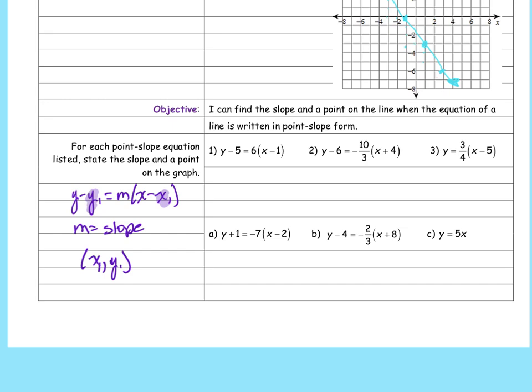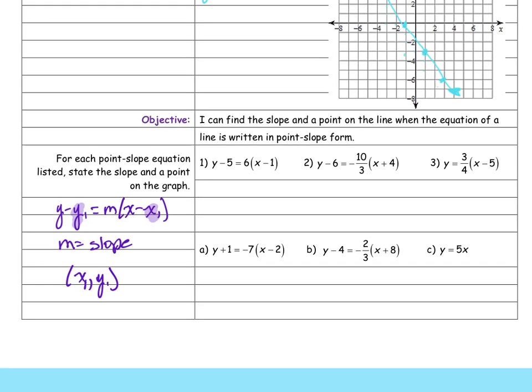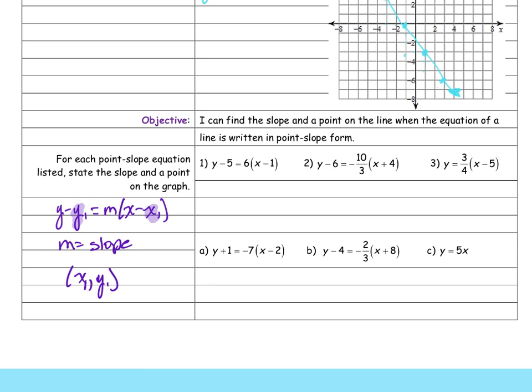So if I do number 1 and I say, what is my slope? Well, my slope is the number right here outside my parenthesis. So my slope in this case is 6. Okay? And then my point is going to be, let's do 2 different colors, this one and this one. So my point is going to be 5, 1.